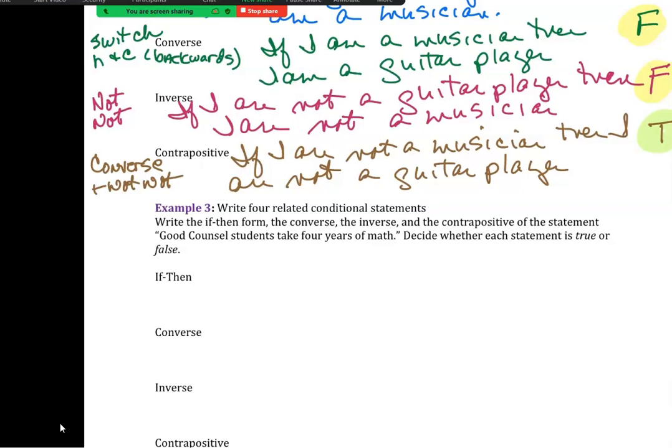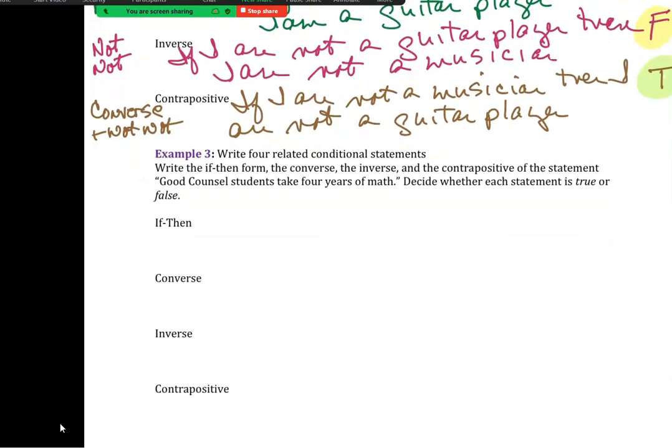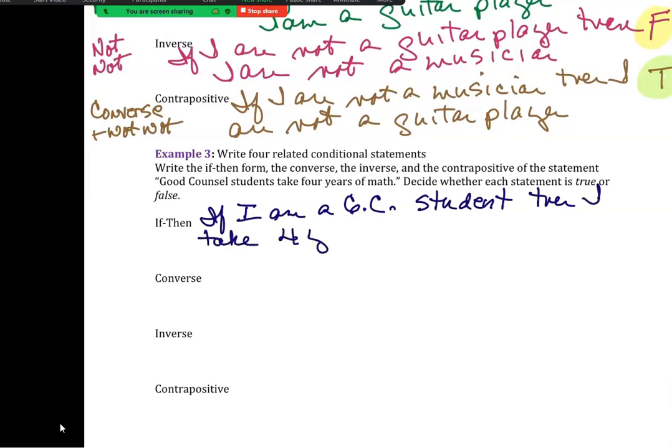Example 3. Write 4 related conditional statements. That means I have to do all the different styles. Okay, GC students take 4 years of math. Okay, so write that as an if-then statement, conditional statement. If I am a GC student, then I take 4 years of math. Okay, that's an if-then statement.